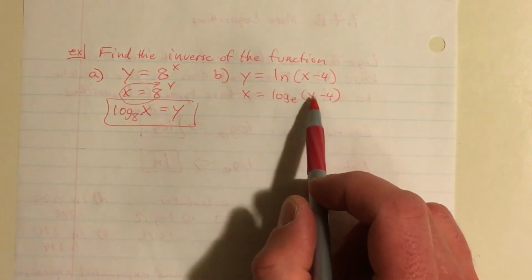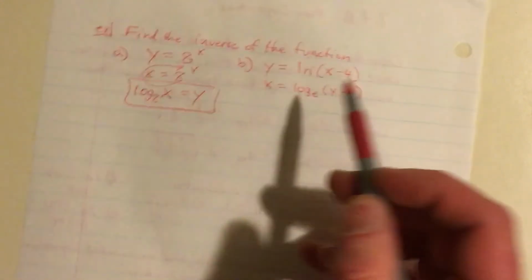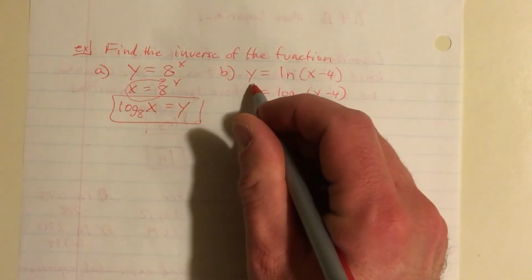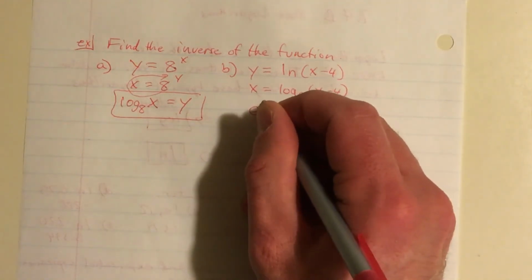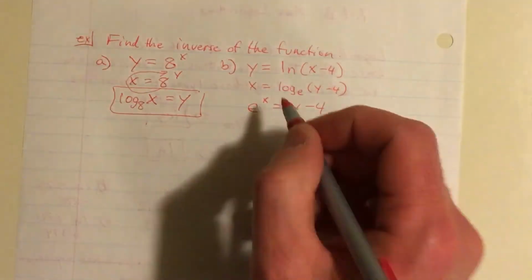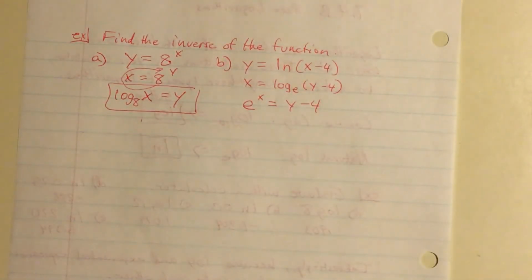And we need to get to this y. We need to solve for y. Well, I'm going to have to undo this log, so I'm going to rewrite it. I'm going to go base e to the x power equals y minus 4. e to the x power equals y minus 4. Tarzan thing. Swinging around there.